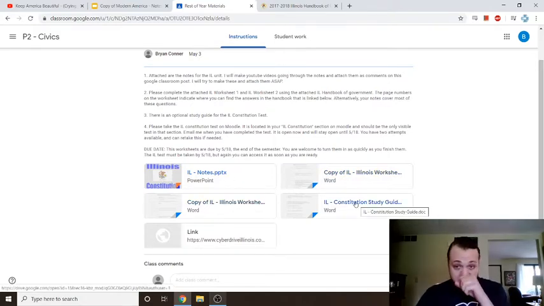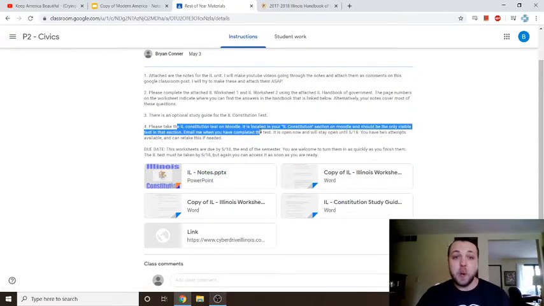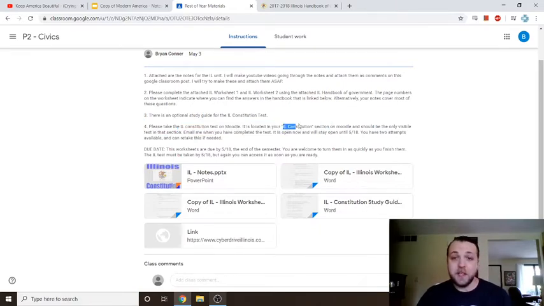There's an optional study guide attached here. You could look at this before you take your Illinois test and you'd probably do just fine. Speaking of the Illinois test, that's item number 4. It's located in Moodle. It's in the Illinois Constitution section, so it'll be in a section all by itself, not where my normal tests are. It'll be in its own, like a new class, basically, called Illinois Constitution. So go to that one. You'll find the test is already open. You can take that as soon as you'd like to.